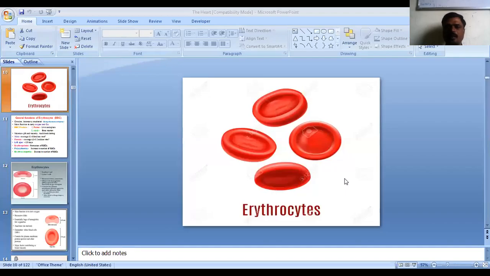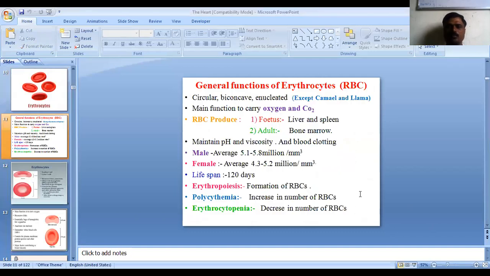तर आपण या आधीच्या लेक्चरला इरिथ्रोसाइट्स पाहिलं होतं. इरिथ्रोसाइट्स म्हणजे त्याला आपण काय म्हणतो, रेड ब्लड सेल. ऍक्च्युली हे आपलं शिकवून झालेलं आहे याच्या आधीही, परंतु आपण पुन्हा एकदा याचं हे करतोय. इरिथ्रोसाइट्स मध्ये आपण काय पाहिलं की जनरल फंक्शन्स ऑफ इरिथ्रोसाइट्स: circular, biconcave, enucleated except camel and llama cells.